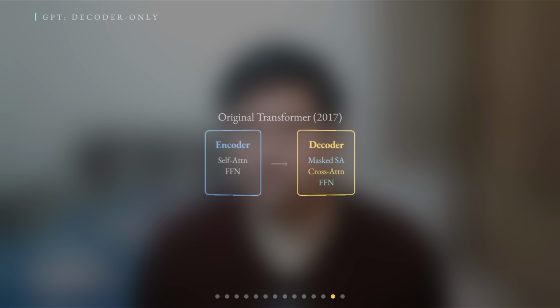Before we close, there is a fascinating historical development that connects everything we have learned today to models you use every day. On the left, you see the original transformer from the 2017 paper. It has both an encoder and a decoder connected by cross attention. This design was built for translation. Read one language, write another.